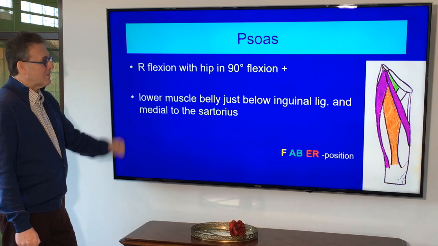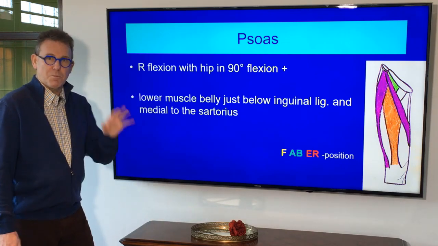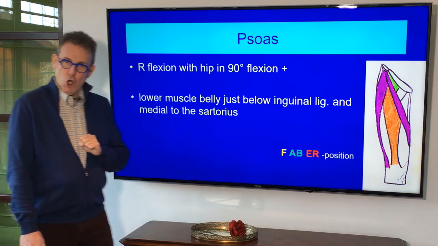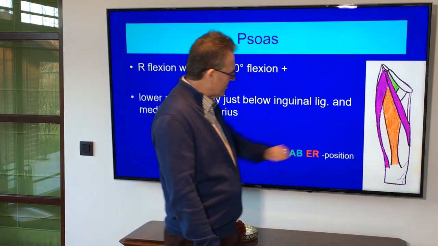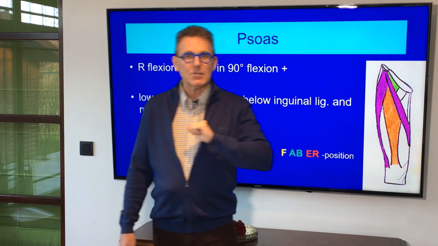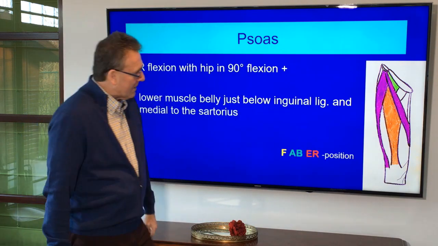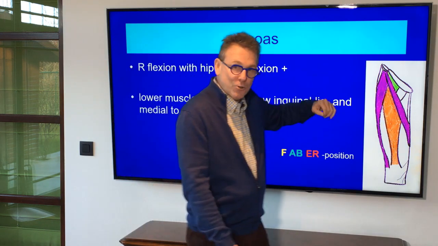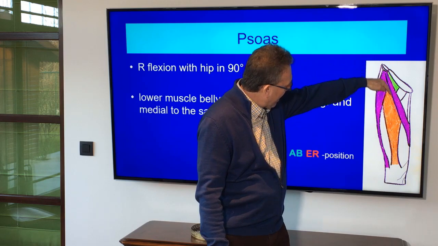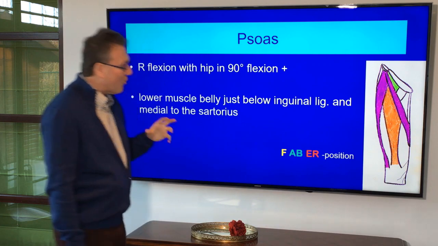A psoas lesion. Your resisted hip flexion from the basic examination is painful. Yeah? And we are lucky if there is a psoas lesion, apparently just over there. And this is a spot we can easily palpate. But you have to visualize that again. Exactly in the corner between the inguinal ligament and the sartorius, in between.